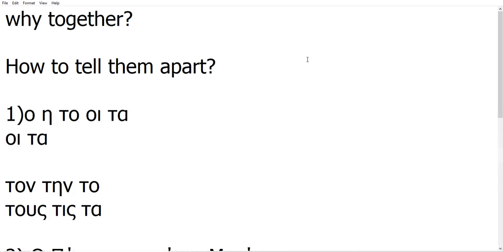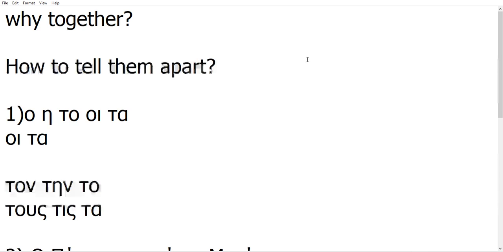Now, why do we look at these two cases together? You might know that we have four cases in Greek. So nominative and accusative are two of them, and then you have genitive and vocative. One reason is that it's easier to explain the genitive and the vocative. The genitive is about possession, and I have another clip about this, and the vocative is about calling somebody. Like for example, Γιώργο, έλα εδώ, George, come here.